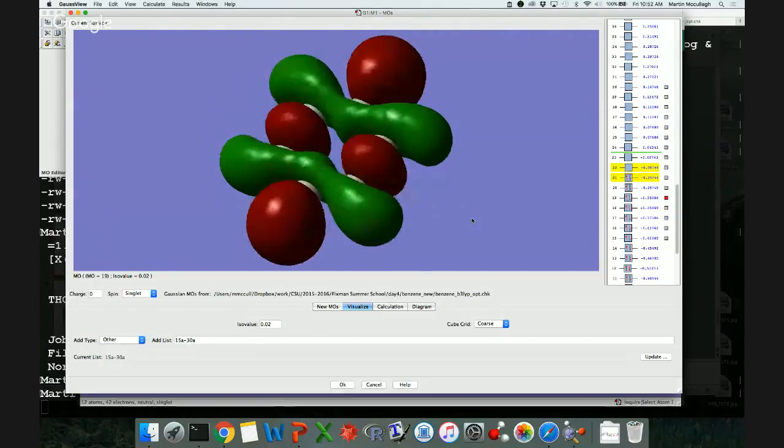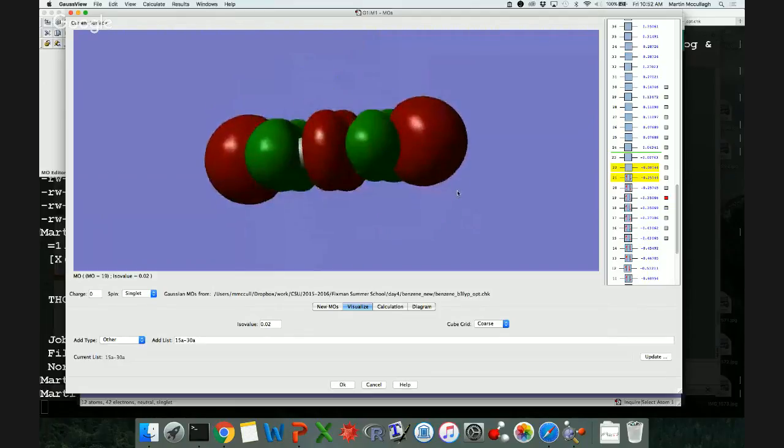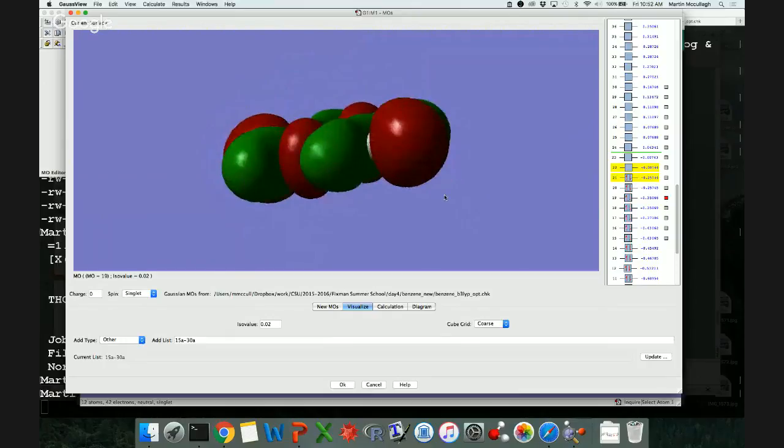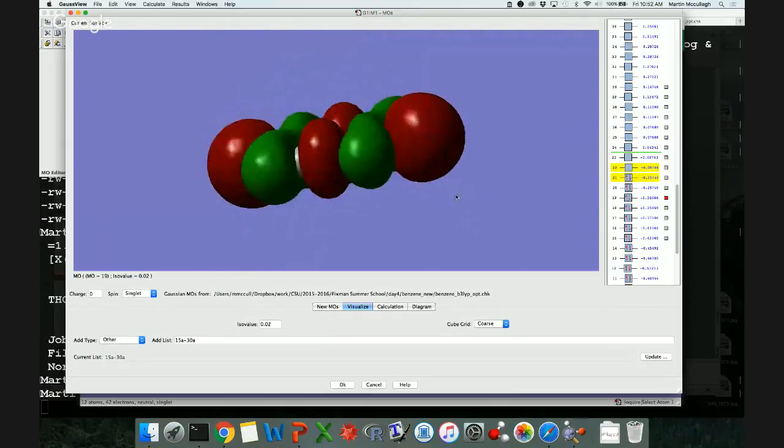Okay, what about this one? Is this pi or sigma-like? Sigma, right? Same reasoning. So this is orbital 19, which is one of our highest energy occupied molecular orbitals, one of our 3 highest energy molecular orbitals. So this is one that we want to be pi-like in our CAS space. Is everyone reasonably okay with what I mean by that?